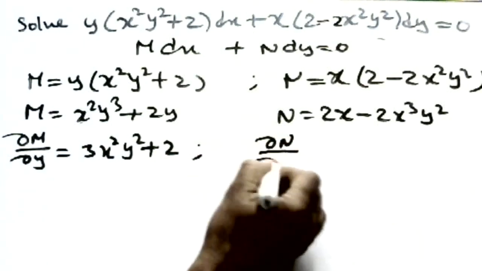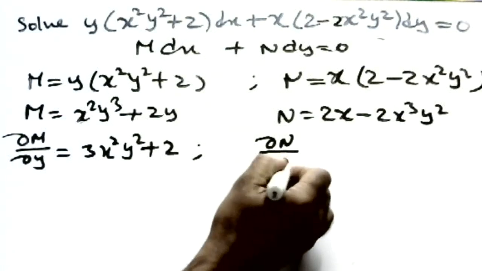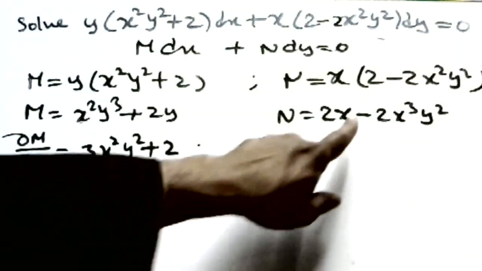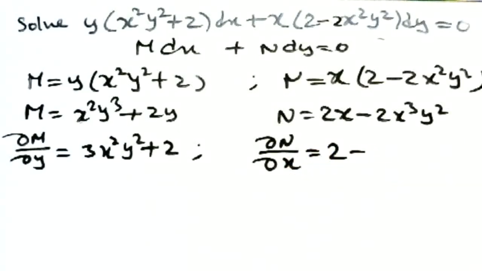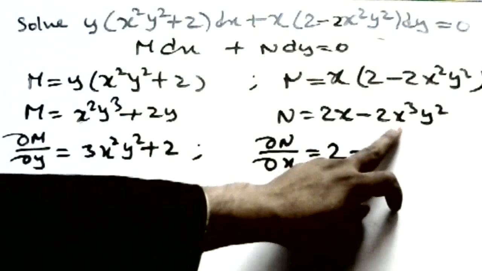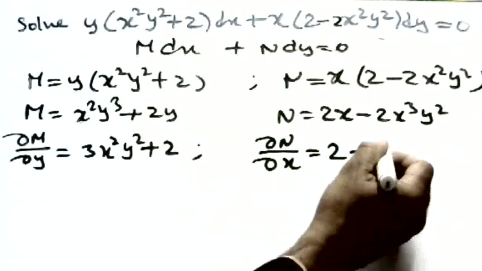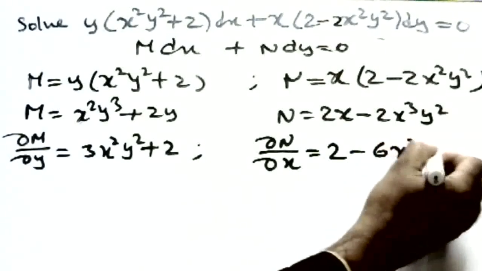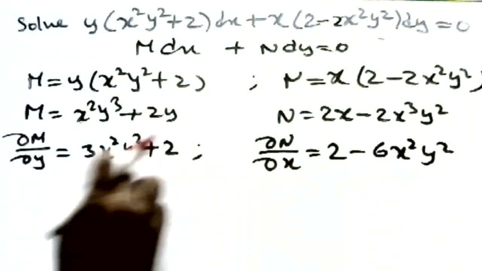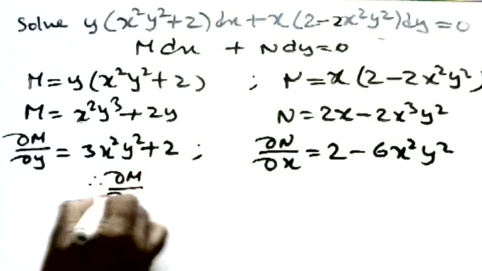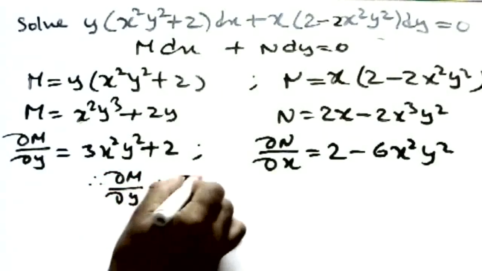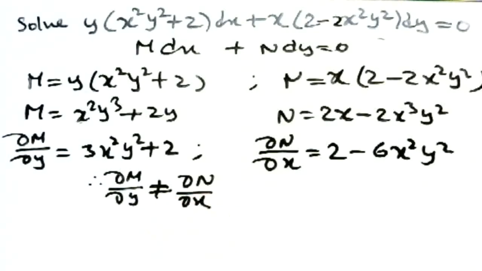Here also let me differentiate dou N by dou x. Differentiation of x is 1, so 1 into 2 is 2. Minus, differentiation of x cube is 3x square, so 3 twos are 6x square y square. You see these two are not equal. Therefore we write dou M by dou y is not equal to dou N by dou x.